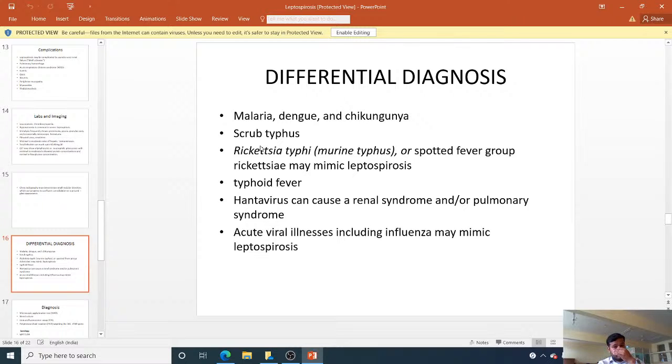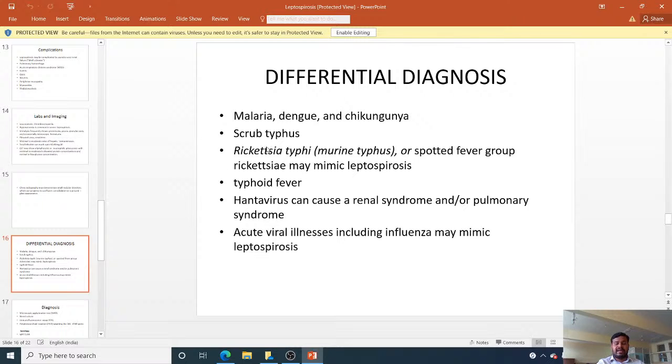pancytopenia or hematuria, okay, anemia, and elevated transaminases in dengue, okay, thrombocytopenia. So all these come as a very crucial part in differentiating and diagnosing a case of leptospirosis. So you should always keep in mind and rule out malaria, dengue, and chikungunya. Okay, scrub typhus is also one of the things you should rule out.